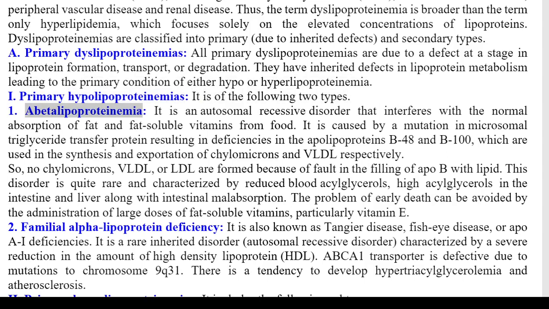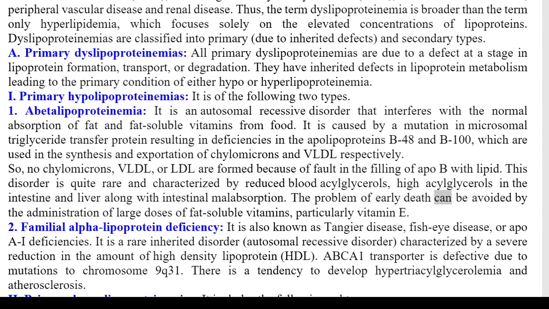1. Abetalipoproteinemia. It is an autosomal recessive disorder that interferes with the normal absorption of fat and fat-soluble vitamins from food. It is caused by a mutation in microsomal triglyceride transfer protein resulting in deficiencies in the apolipoproteins B48 and B100, which are used in the synthesis and exportation of chylomicrons and VLDL respectively. So, no chylomicrons, VLDL, or LDL are formed because of fault in the filling of ApoB with lipid. This disorder is quite rare and characterized by reduced blood acylglycerols, high acylglycerols in the intestine and liver along with intestinal malabsorption.